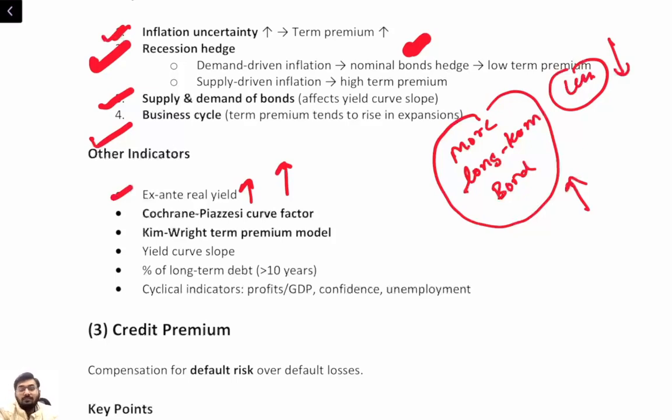Then Cochrane and Piazzesi's curve factor. Okay, don't get confused with these words. They simply measure the slope and the curvature. Slope means the steepness of the yield curve, and curvature, that is how it is actually bending. So it actually helps to predict the future bond return and the term premium.